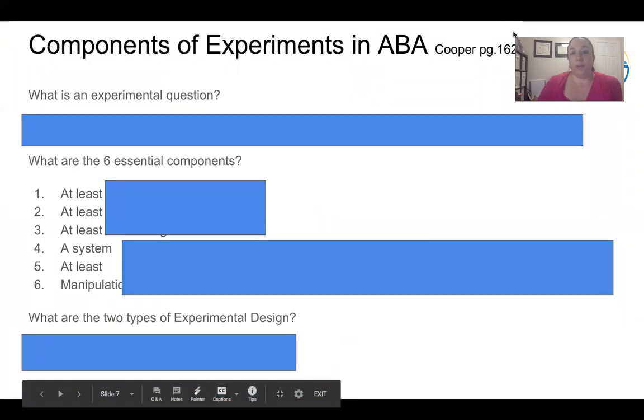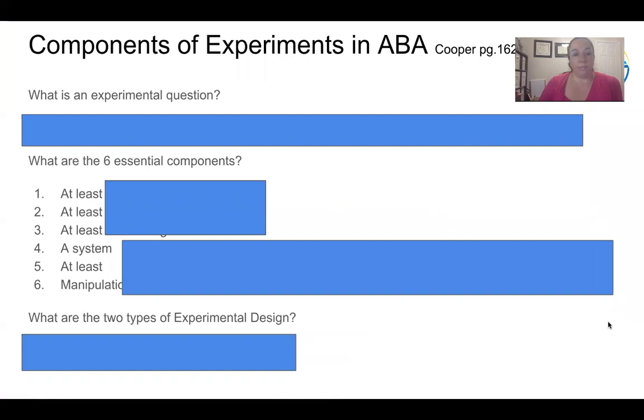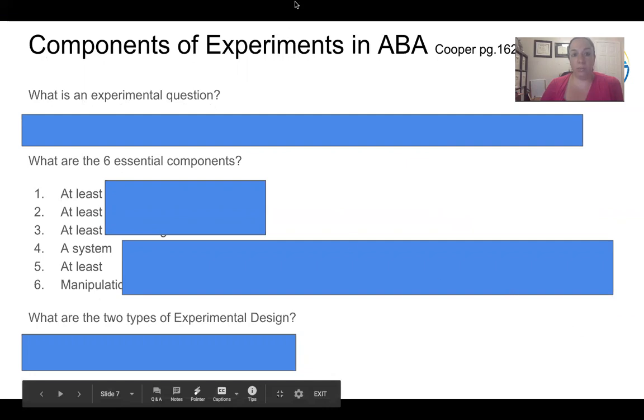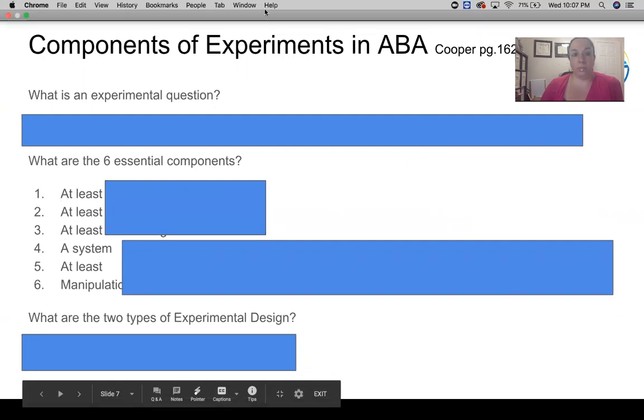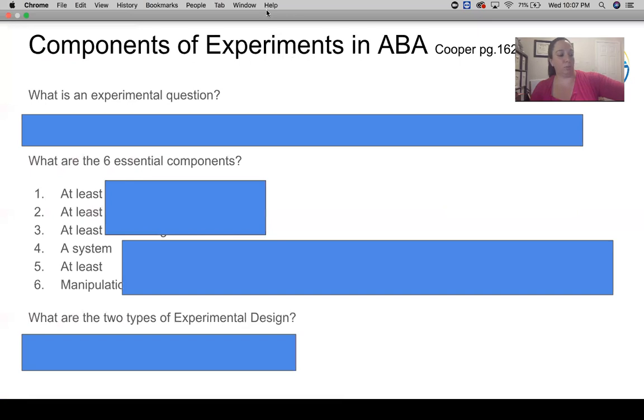All right, so I have a few fill in the blanks. I put some prompts here just to make it a little bit easier, a little smoother. So if anybody wants to answer the first question, this part is on components of experiments in ABA. The first question is, what is an experimental question? Does anyone know? What is the actual question?